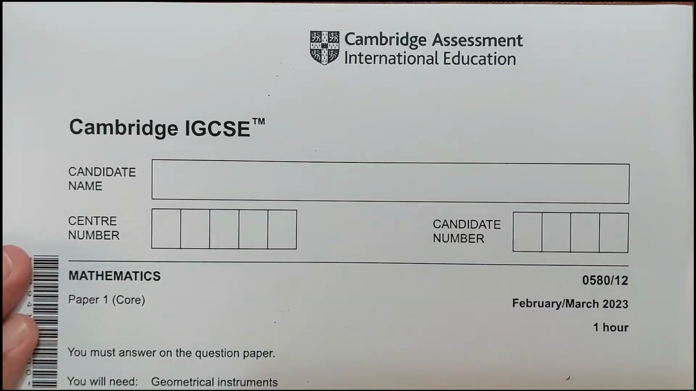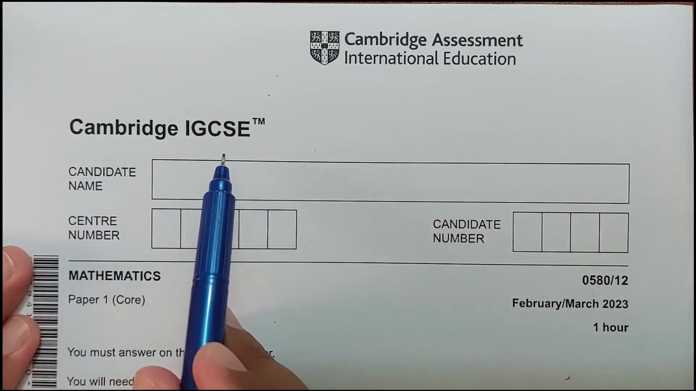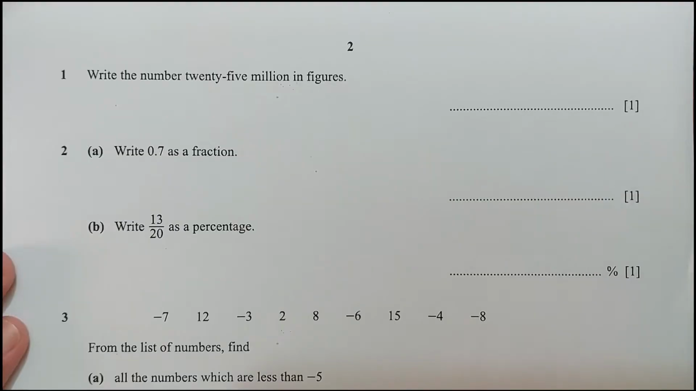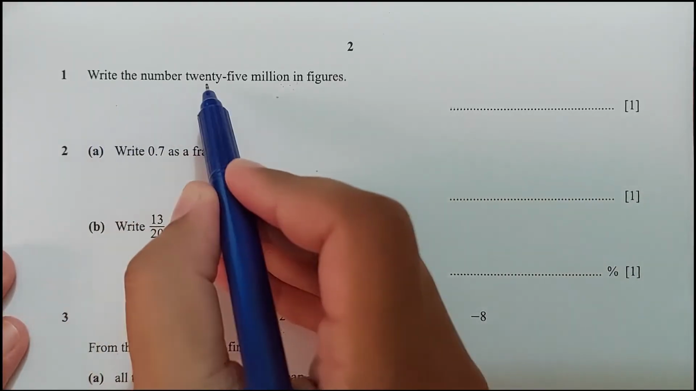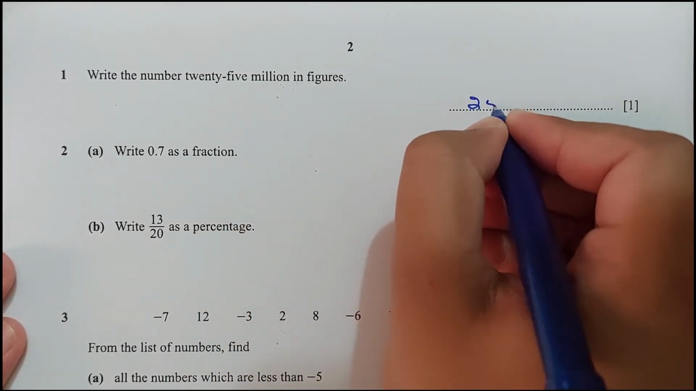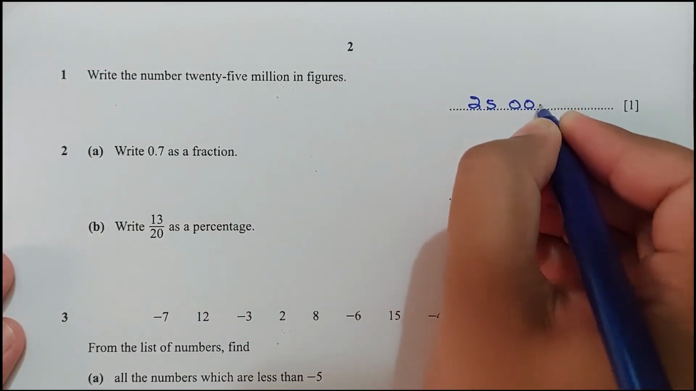Hi everyone, in this video I'm going to solve Cambridge IGCSE Mathematics Paper 1 Core, February-March 2023, Paper 1-2. So let's start with the first question. Question number 1, write the number 25 million in figures. So 25 million with 6 zeros.